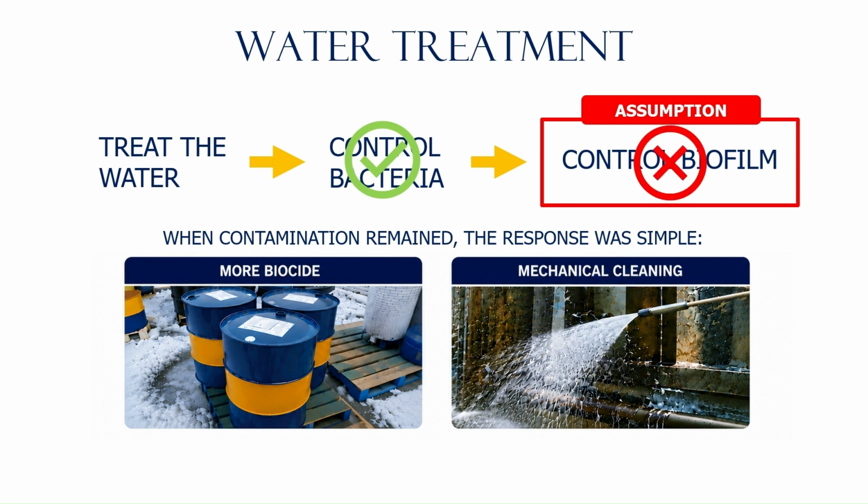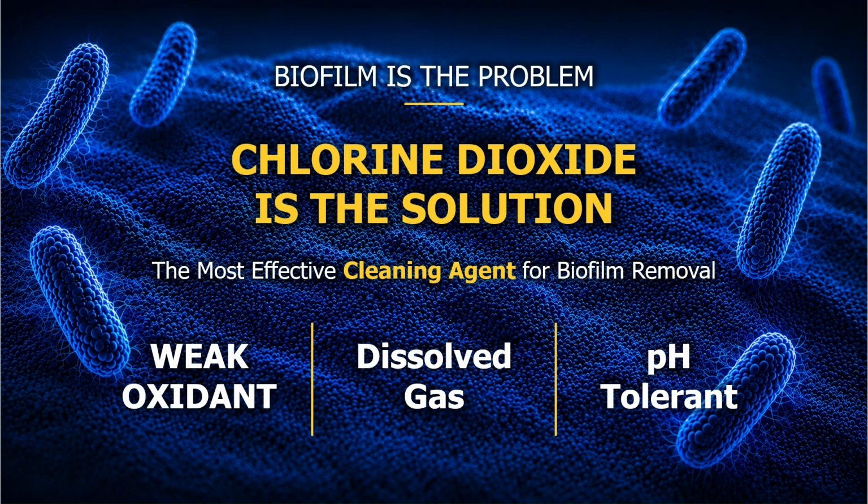Today, we know that assumption is incorrect. Treating the bulk water does not mean you are treating the biofilm attached to the surfaces. Biofilm is a big problem in water distribution systems. To treat the problem of biofilm, chlorine dioxide is the best solution and most effective cleaning agent. Chlorine dioxide is a weak oxidant, a dissolved gas, and is effective across a wide pH range.